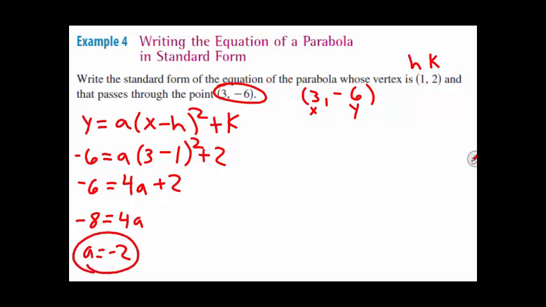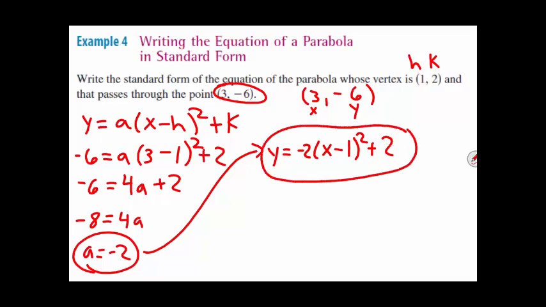So now we have our stretch factor. I'm going to come back over here and write out our equation. So y equals negative 2 times (x minus 1) squared plus 2. That would be our equation. Super easy to find the vertex now because we can see it's (1, 2), and it has a stretch factor of negative 2, so it's opening down.